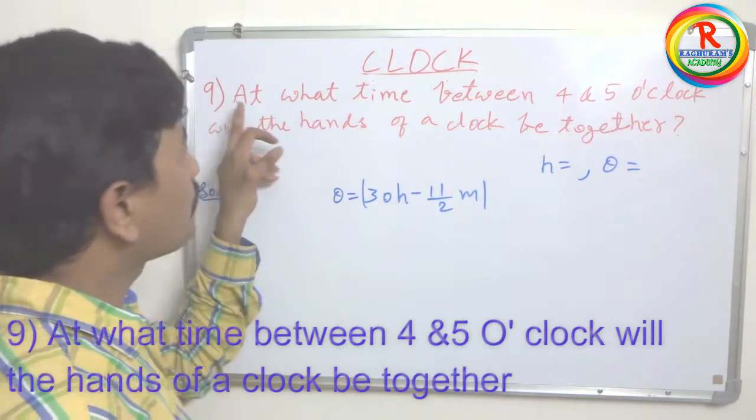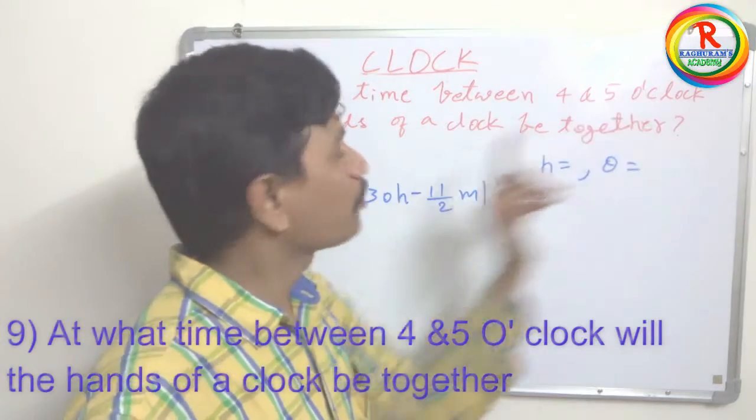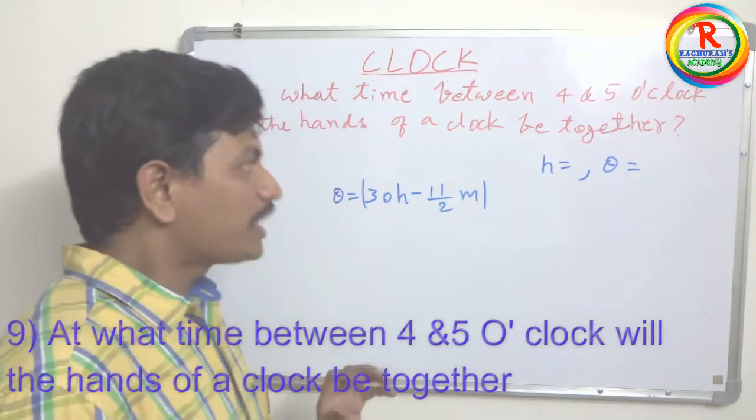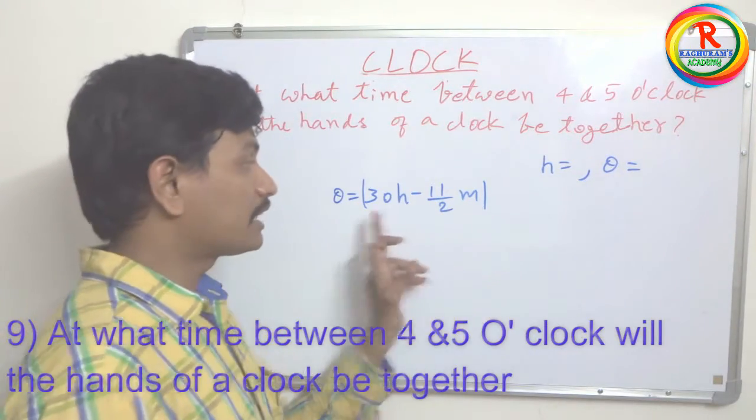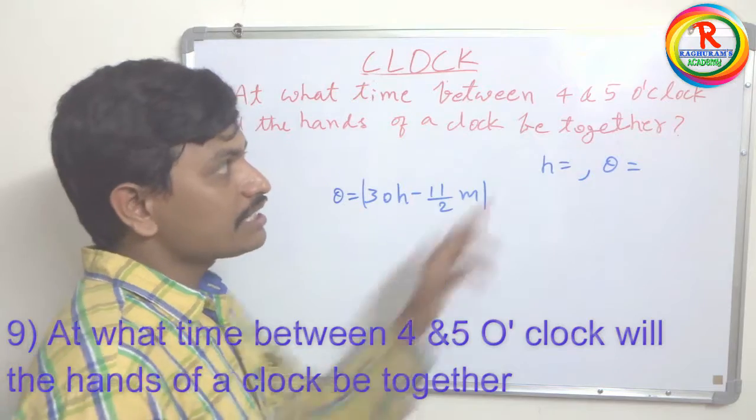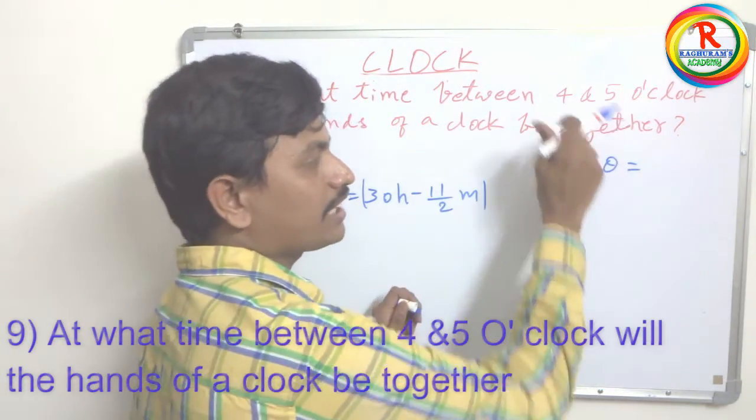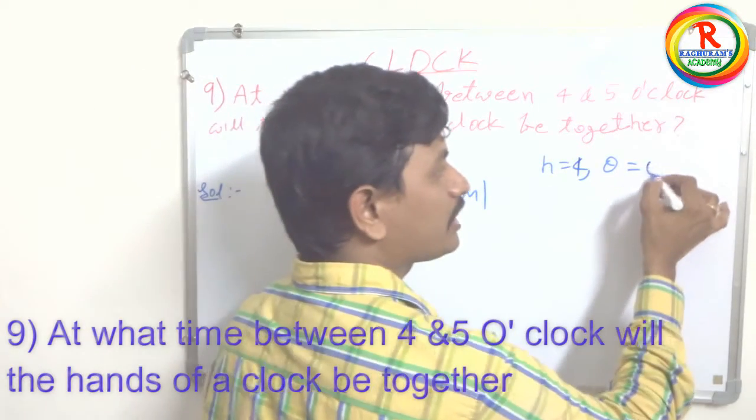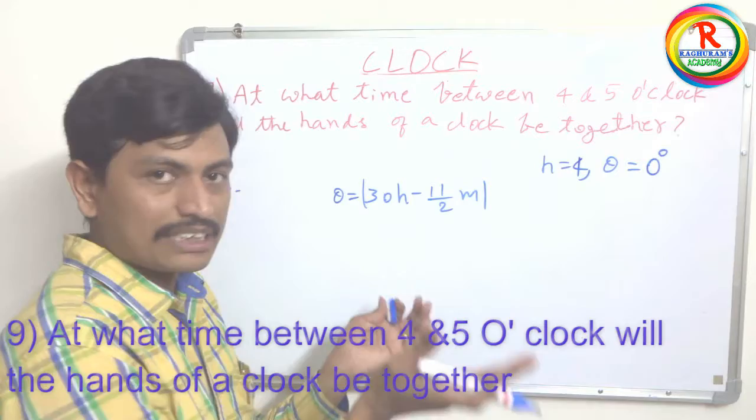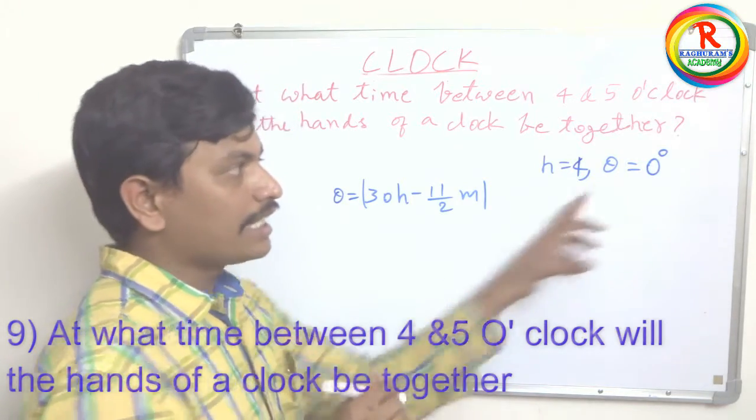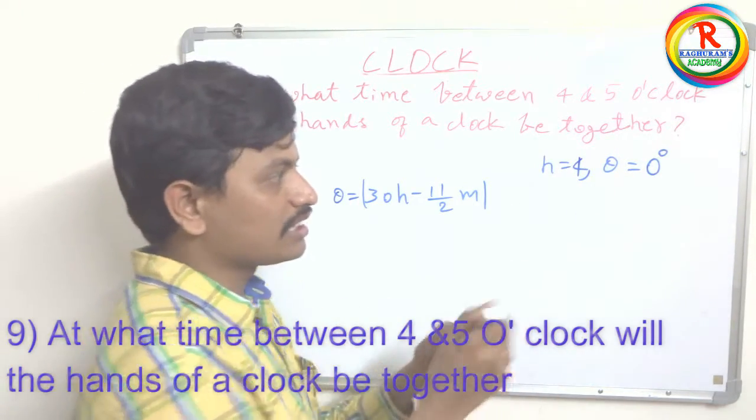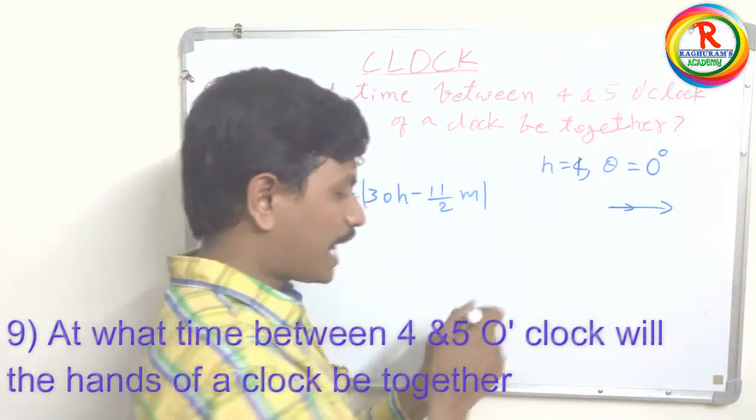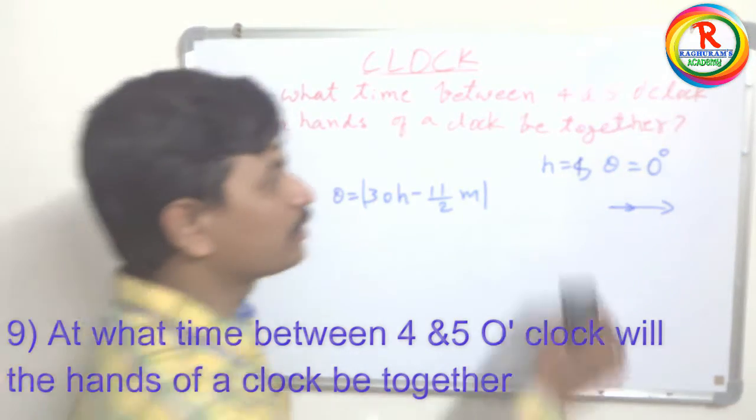Now we shall see another problem, the 9th one. At what time between 4 and 5 o'clock will the hands of a clock be together? Same formula, 30h minus 11 by 2 m. Here, 4 and 5 o'clock, so we take the starting hour as 4, and together means 0 degrees. In the last problem opposite sides meant 180 degrees, and here together means 0 degrees. The angle between the hour hand and minute hand is 0 degrees.